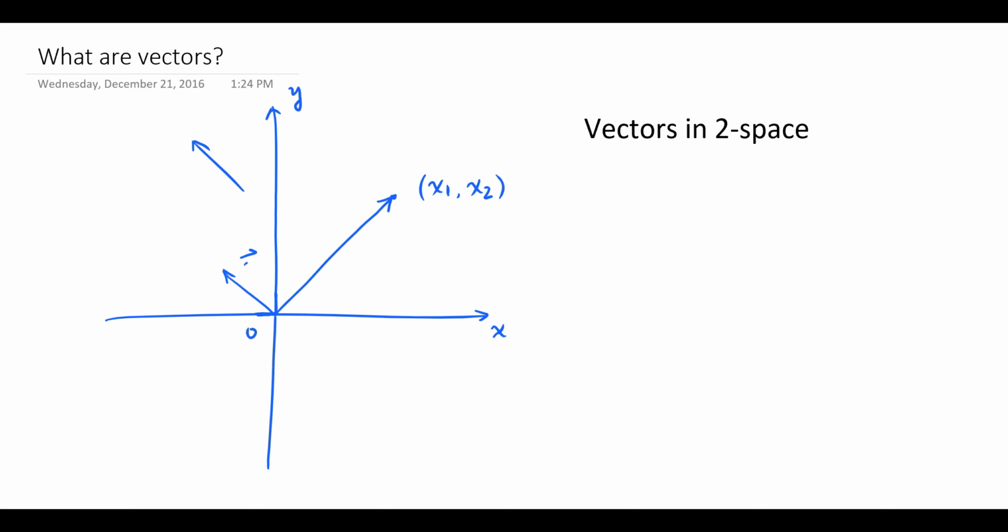Let's say the equivalent vector is named vector V, and the endpoint is capital V. So vector V would be equal to vector OV, and its algebraic representation would be the two tuple v sub 1, v sub 2, which are the coordinates of point V.